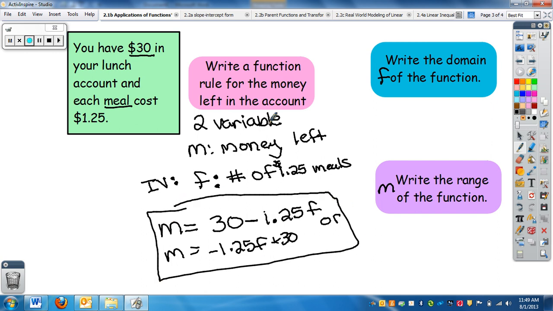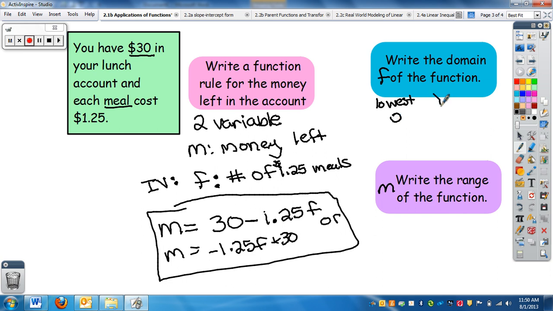Alright, so now we have our function rule, so now we need to write our domain. What are all the values of F I can have? Well, what is the lowest value you can have? So the lowest amount of meals you can buy. Well, you can choose not to eat lunch, which would be 0 meals. You wouldn't have negative meals. You can't eat a negative amount of meals.